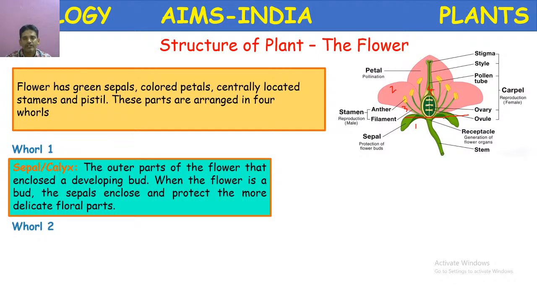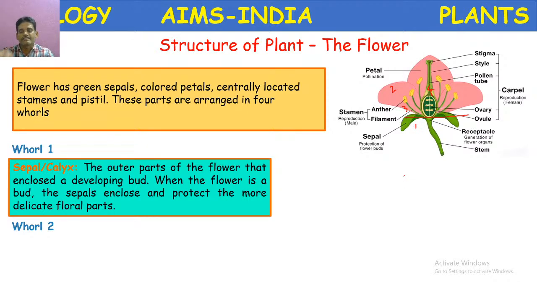So this portion, the protective portion, green in color, leaf-like structures, are called sepals. When the flower is a bud, the sepals enclose and protect the more delicate parts. The main function of this first and second whorl is to protect the internal parts of the flower. So that's why flower parts are divided into two: necessary parts and accessory parts. Accessory means not so important, but important to protect the internal parts. So calyx, outer whorl, first whorl.